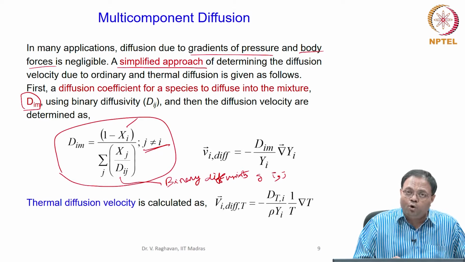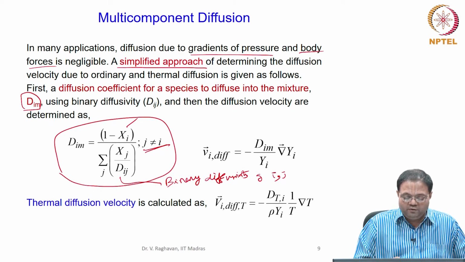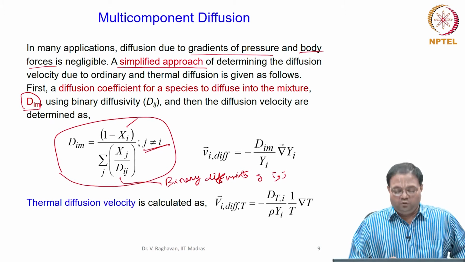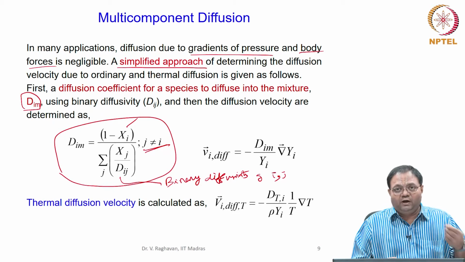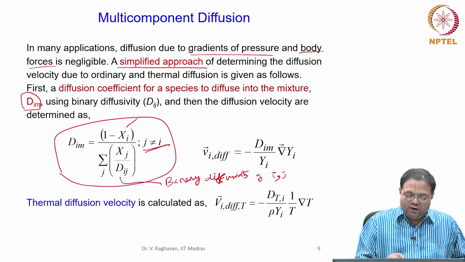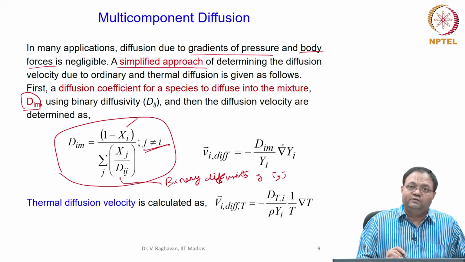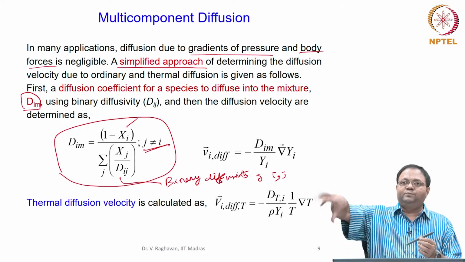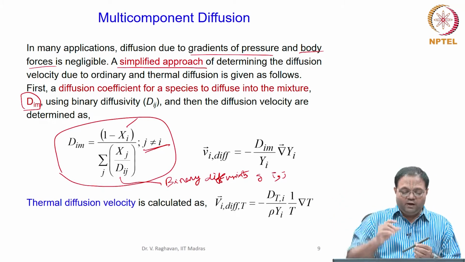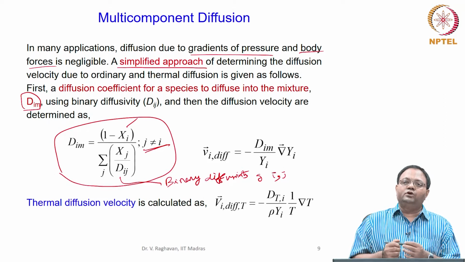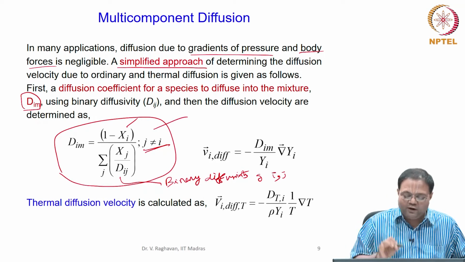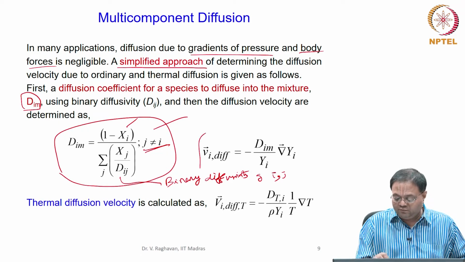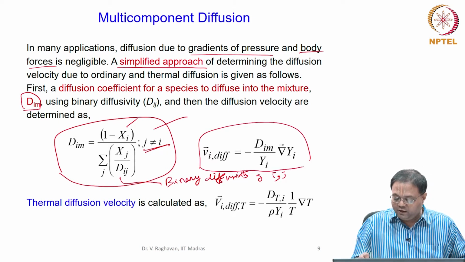So the denominator will be 1 by 0, which is infinity, and we will not be able to solve this. So excluding j when it becomes I, we sum up for all other species. I am keeping all other species as a bulk species and trying to get the diffusion coefficient of I into the mixture. When you calculate DIM like this, then the species velocity can be calculated in a simple way.